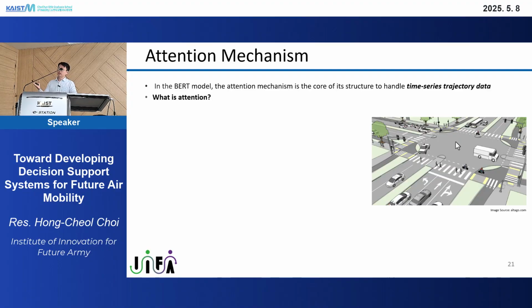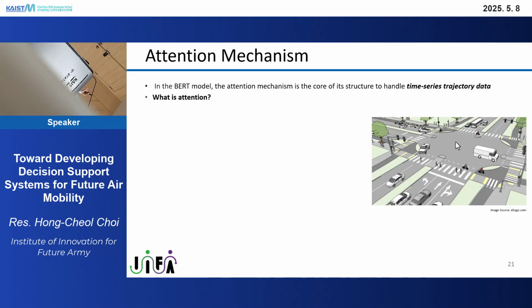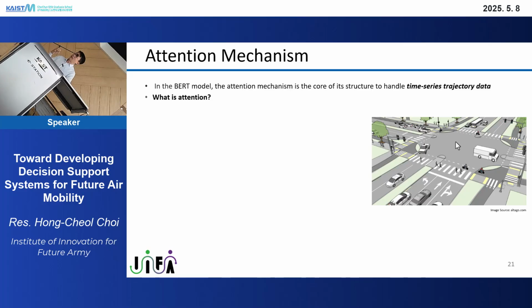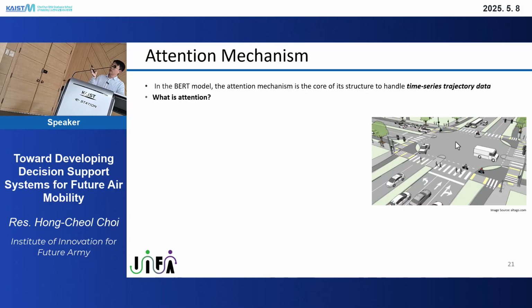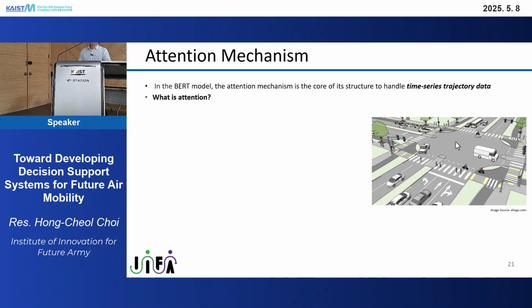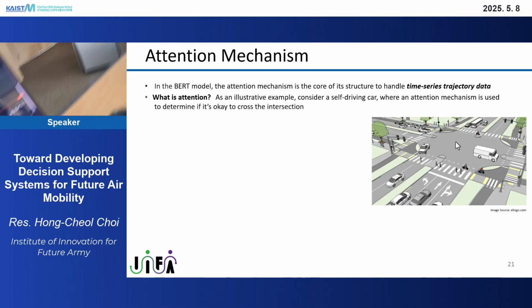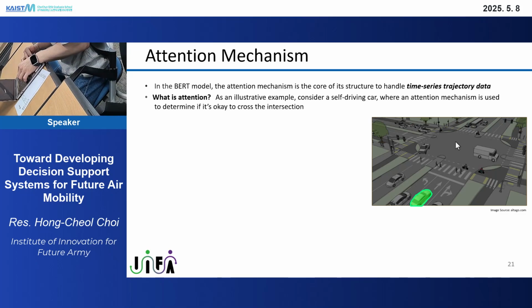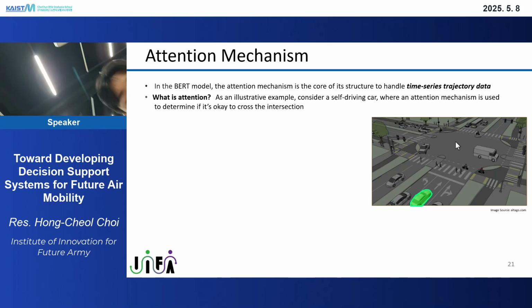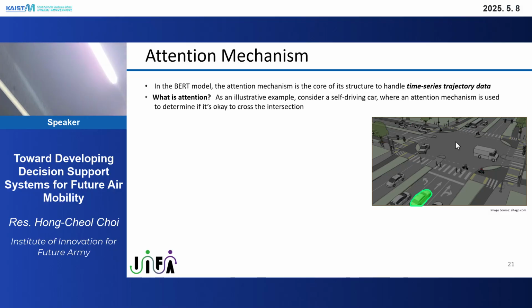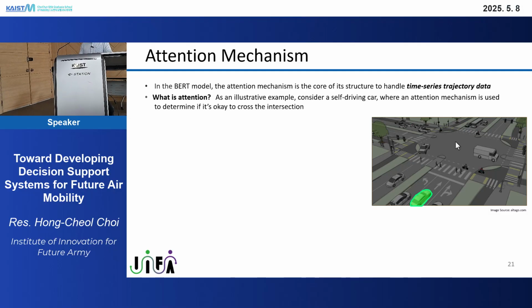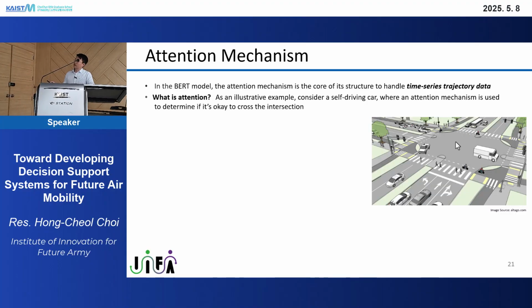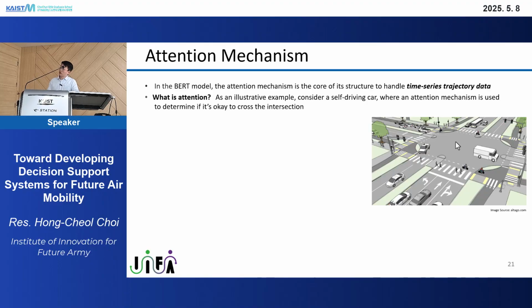This attention basically comes from humans. Rather than interpreting every piece of information one by one, humans can typically pay attention to some specific important part of the information. Here is an example. If we have a self-driving car or autonomous car, and it wants to determine if it is okay to cross the intersection, then typically humans check the traffic light or the pedestrians on the crosswalk.